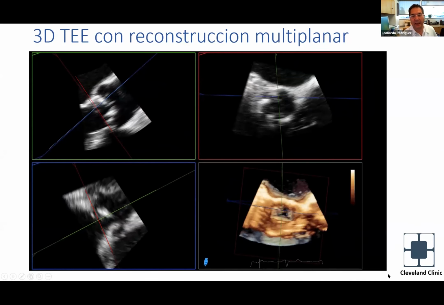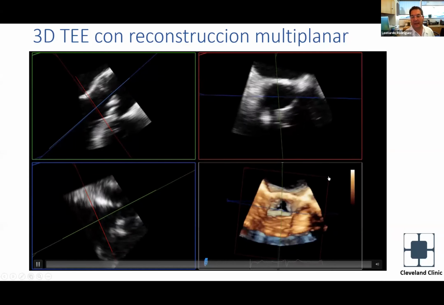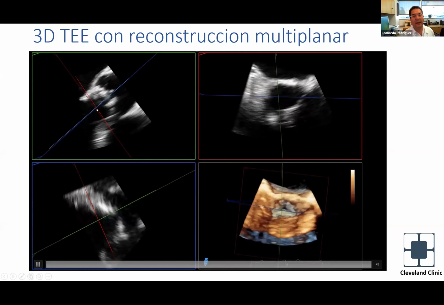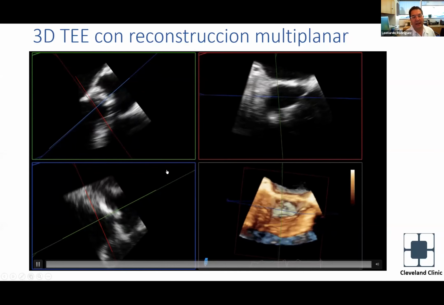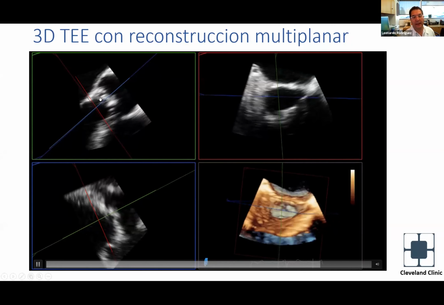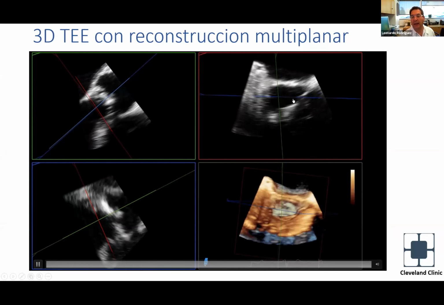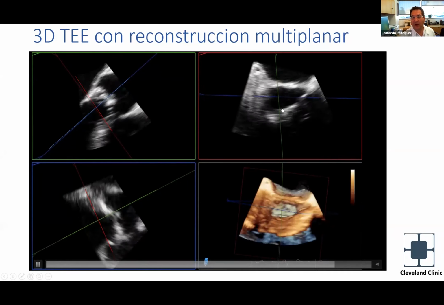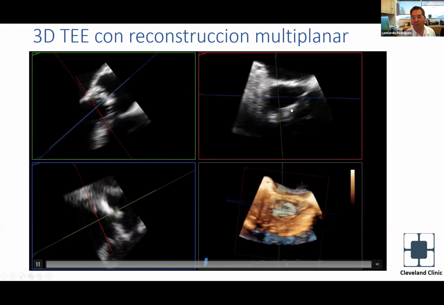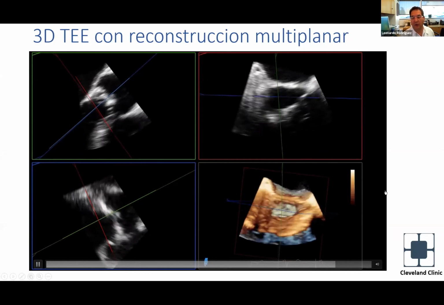Este es un caso similar, pero ahora con eco transesofágico. Ven ustedes aquí que se puede hacer la reconstrucción multiplanar, muy similar a lo que se hace en la tomografía computarizada. Aquí las vistas son mucho mejores, la resolución de la imagen es mucho mejor. Y ven ustedes aquí en el eje corto, donde pueden verse que también es un área subvalvular que no es completamente circular, y de nuevo también puede ser corroborado en la reconstrucción tridimensional.